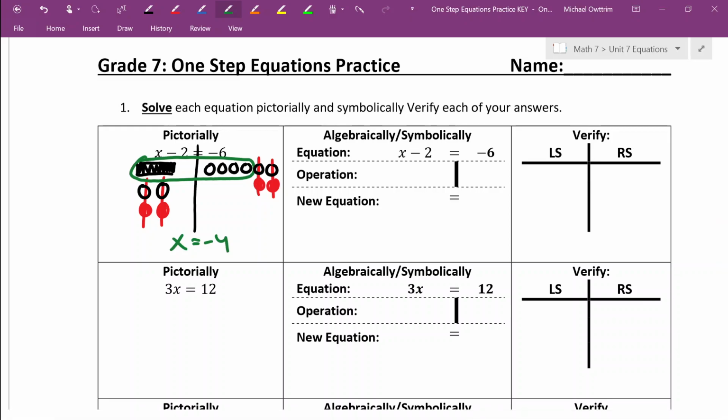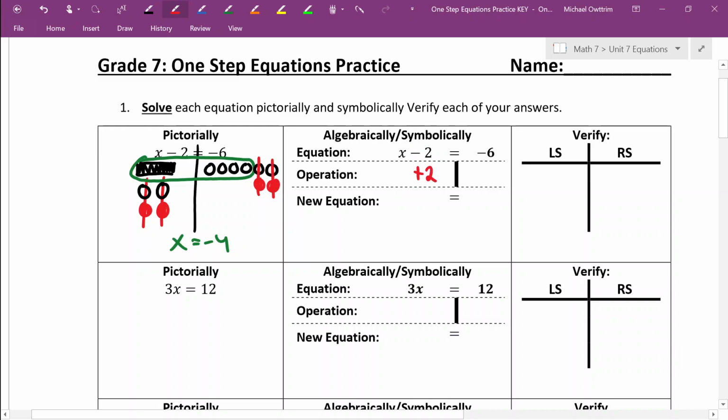In terms of the algebraic work to match that, we want to find our x, and we want to think about what is currently being done to it. So I can see that my x is being subtracted by 2, or minused by 2. In terms of my operation, I always want to ask myself, what is the opposite of that operation? So what is the opposite of subtracting 2? It's going to be to add 2.